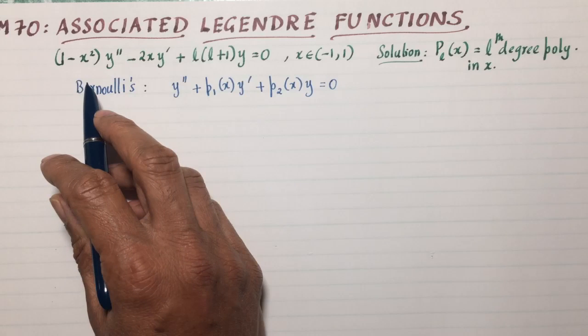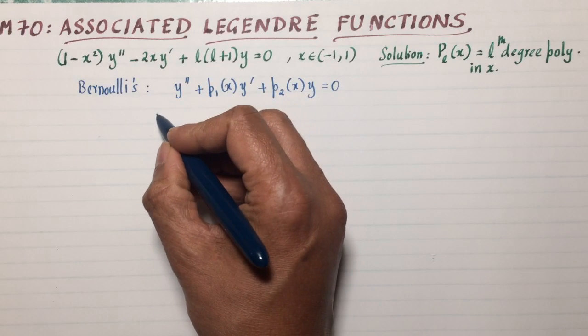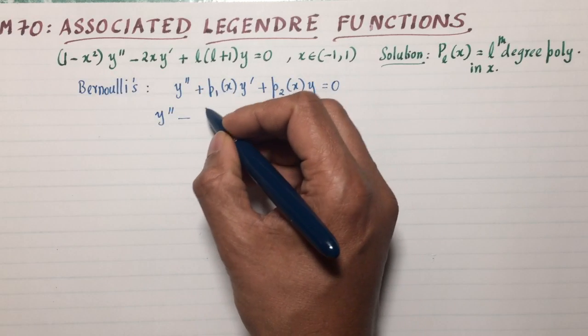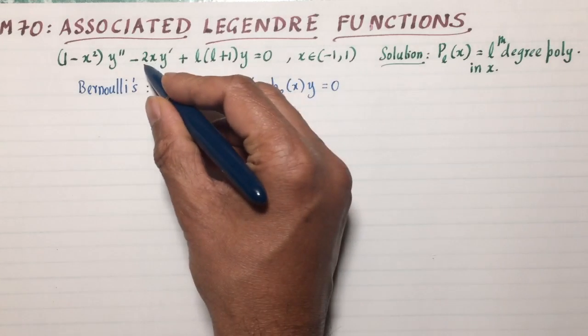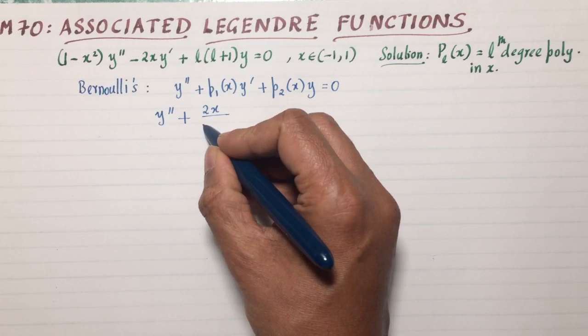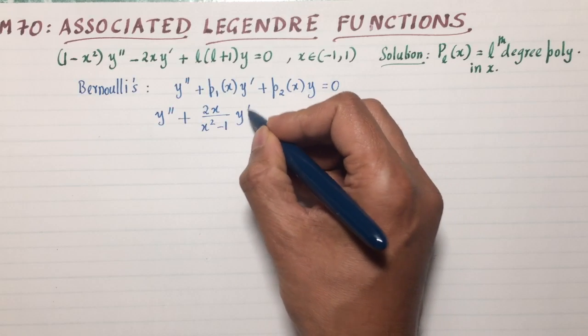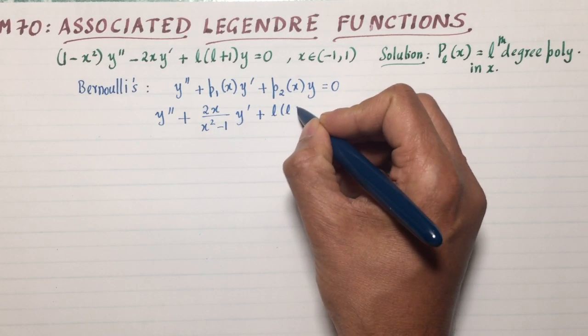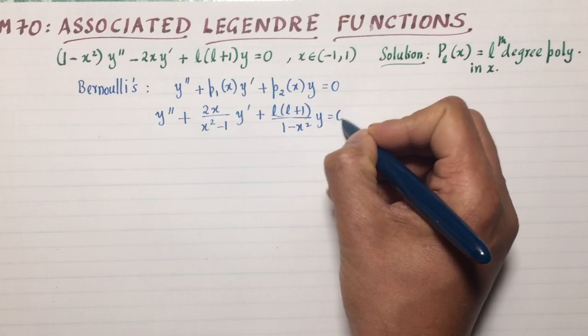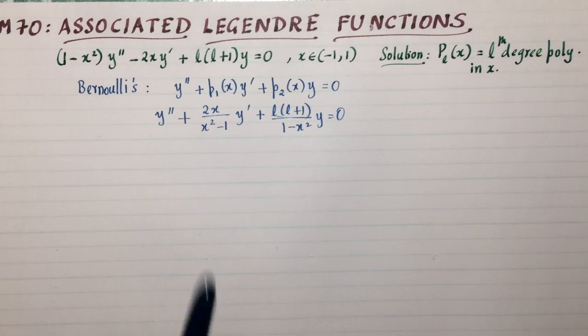Now to bring this to this form, all we have to do is divide both sides. So what I'll do here, I'll divide y double prime by 1 minus x squared. So that's a negative 2x. I'll try to absorb the negative sign by making the 1 minus x squared minus 1. And then this term is l times l plus 1 divided by 1 minus x squared, y equal to 0. So this is a one-to-one correspondence, and we can apply the fruits of our labor when we studied the Bernoulli method.